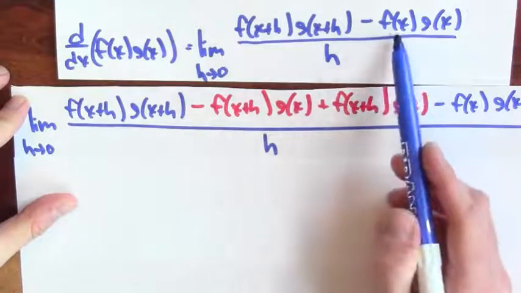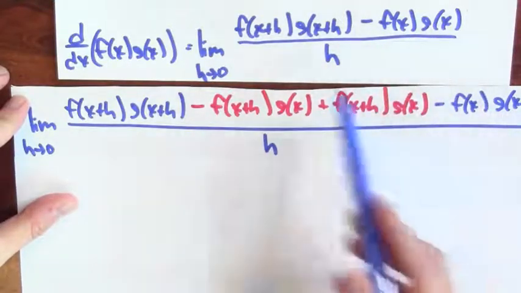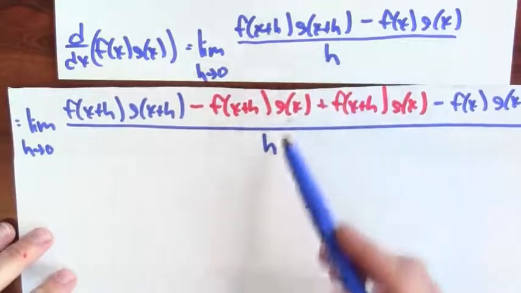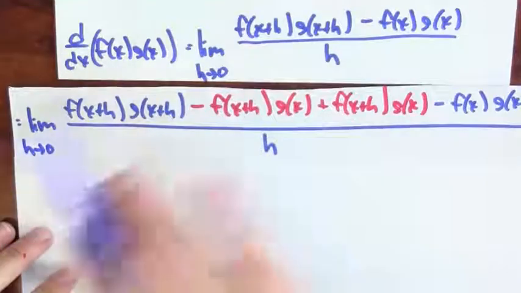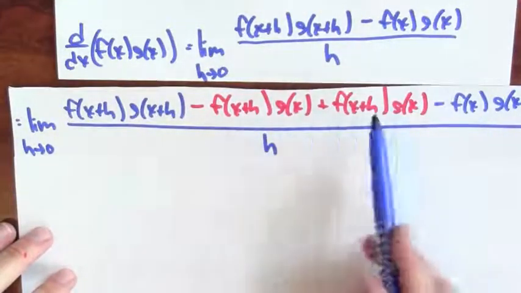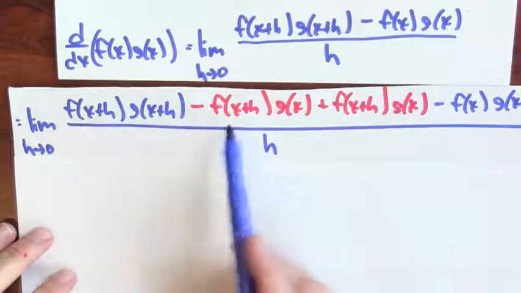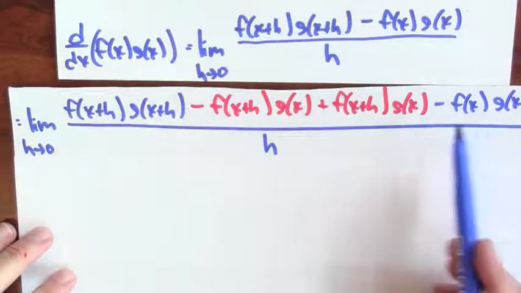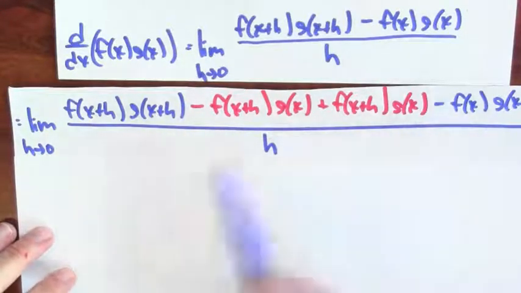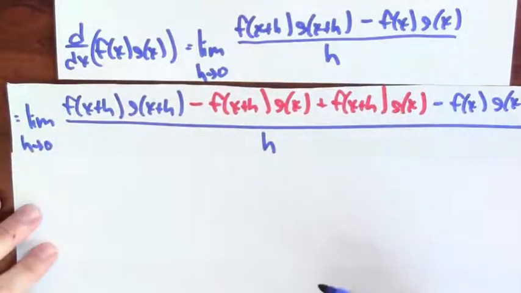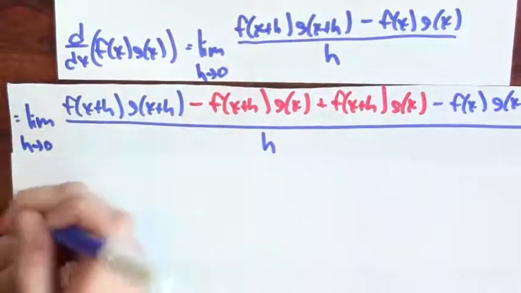And I'm going to subtract f of x times g of x right here, and I'm still dividing by h. So these are the same limits. I haven't really done anything, but I've actually done everything I need. By introducing these extra factors, I've now got a common factor of f of x plus h here and a common factor of g of x here. So I can collect those out and I'll get some good things happening as a result. Let's see exactly how this happens.